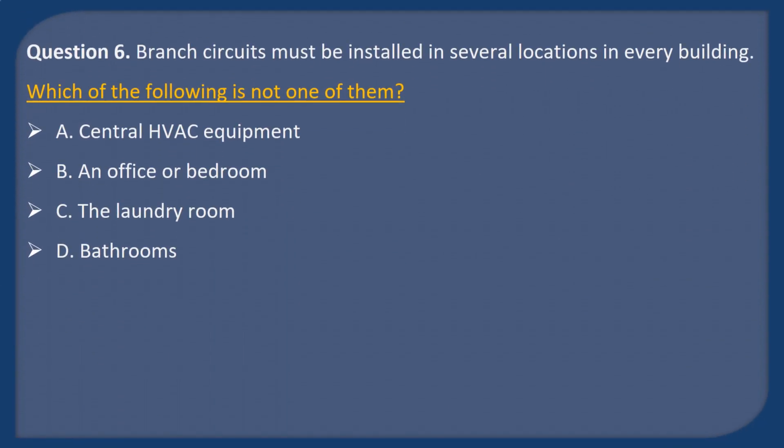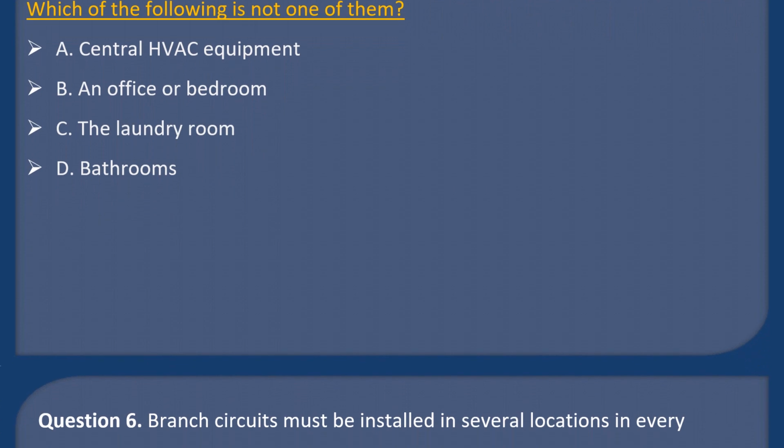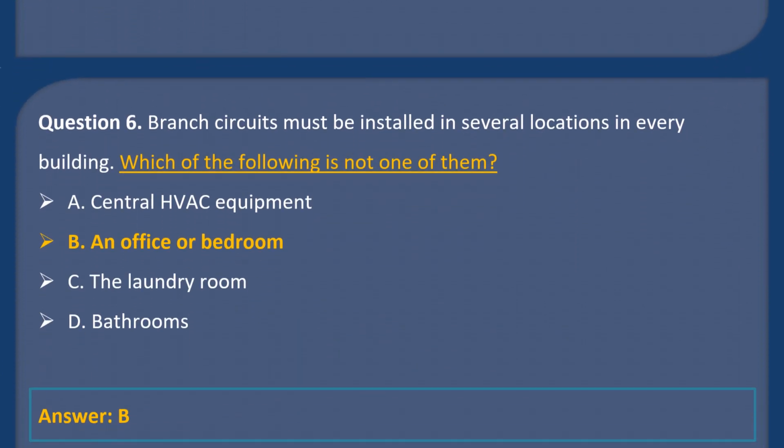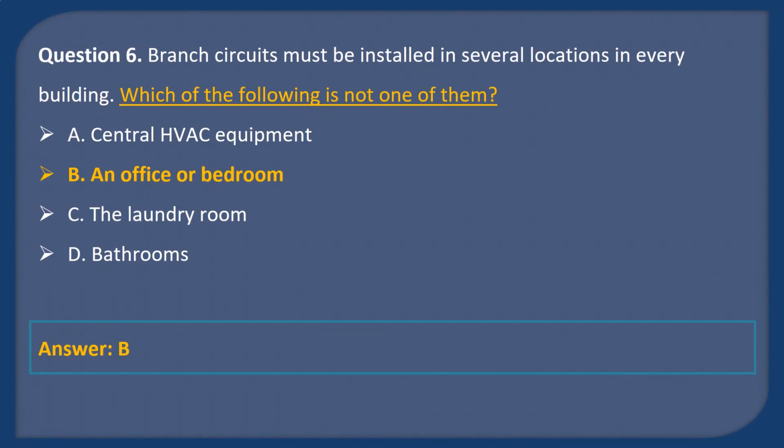Question 6. Arc fault circuit interrupters must be installed in several locations in every building. Which of the following is not one of them? A. Central HVAC equipment, B. An office or bedroom, C. A laundry room, D. Bathrooms. Answer B.